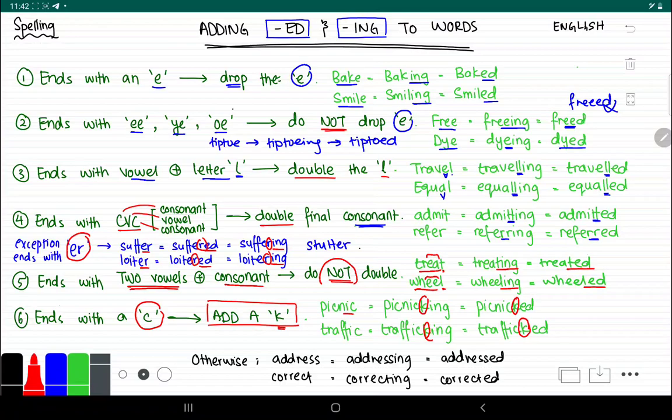All right? Otherwise, if we have just normal words that follow none of these rules, like address and correct, we just add our ing and we add our ed, becoming addressing and addressed, and correcting and corrected.